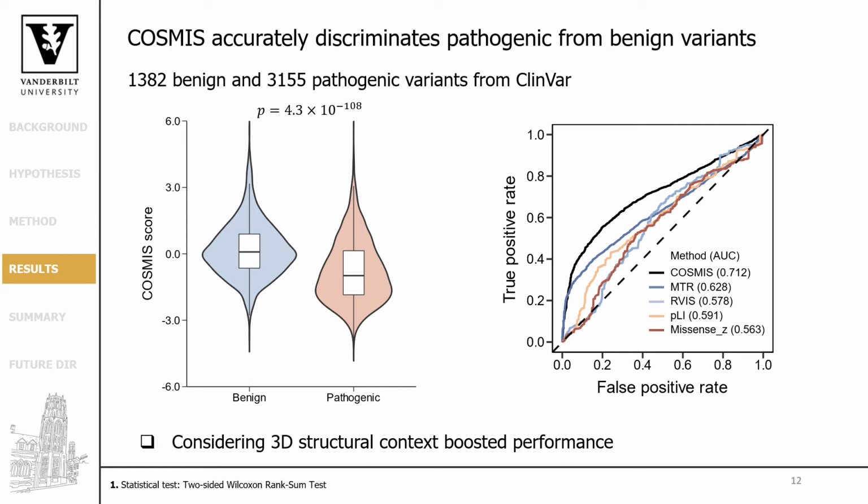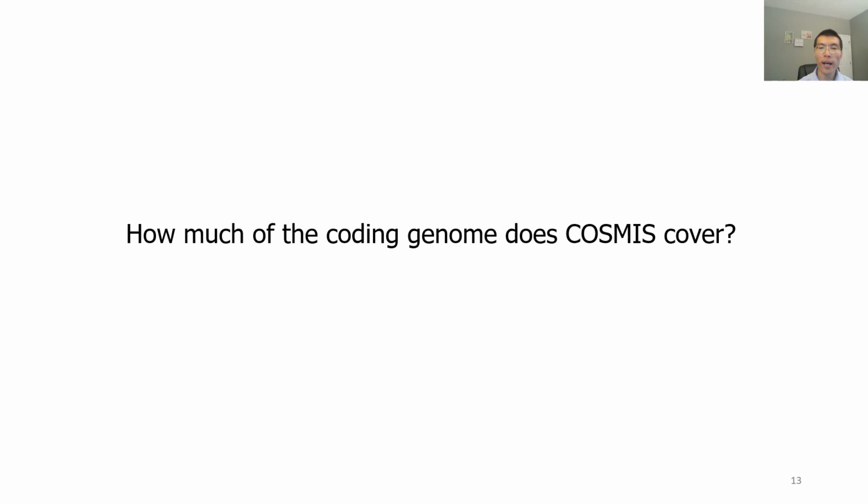We also compared COSMIS to 4 other similarly constructed metrics that did not incorporate 3D structural context, and we found that COSMIS performed substantially better in terms of predicting pathogenicity. Overall, our results suggest that considering 3D structural context boosted performance. I have shown you that COSMIS performed very well in various tasks, but computing the score requires a protein structure.